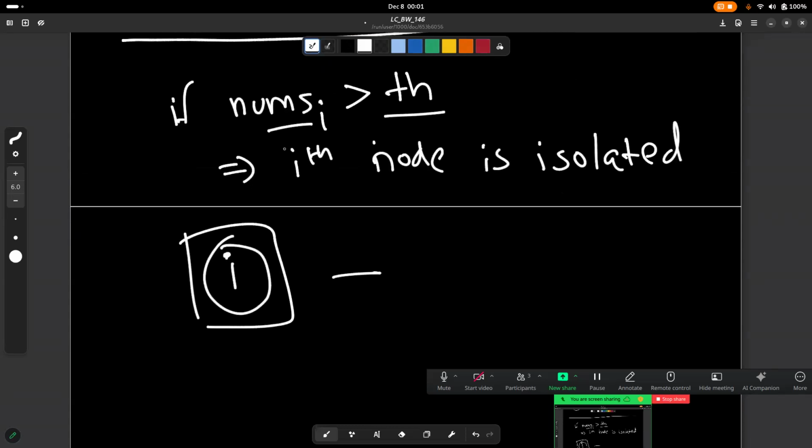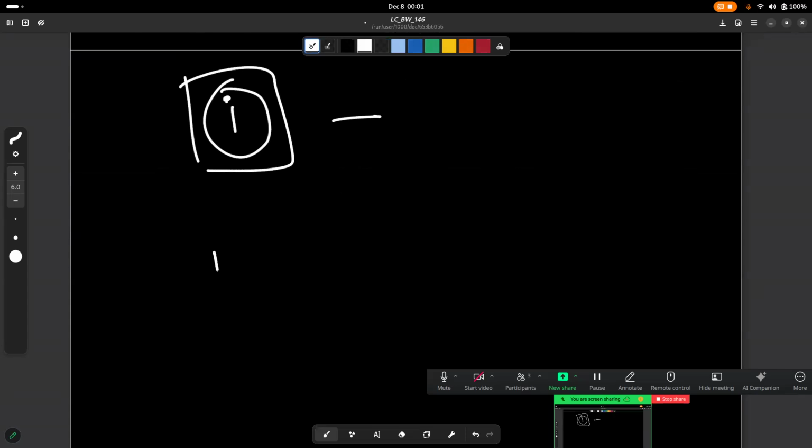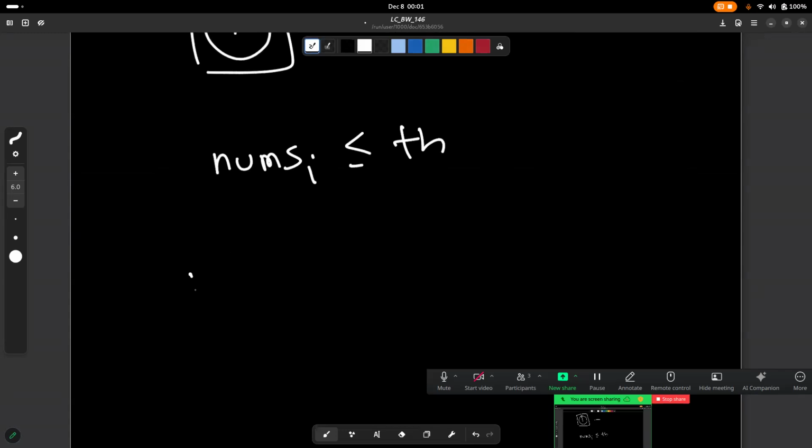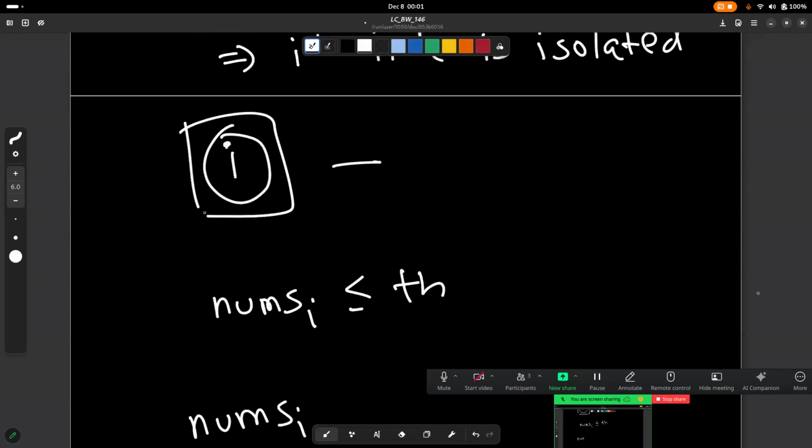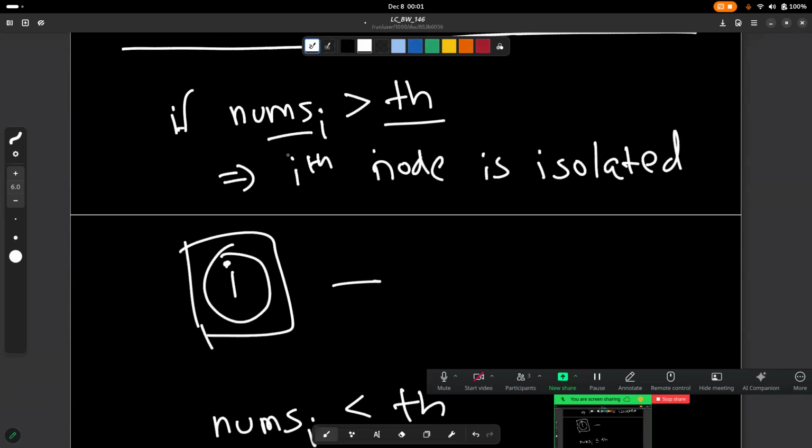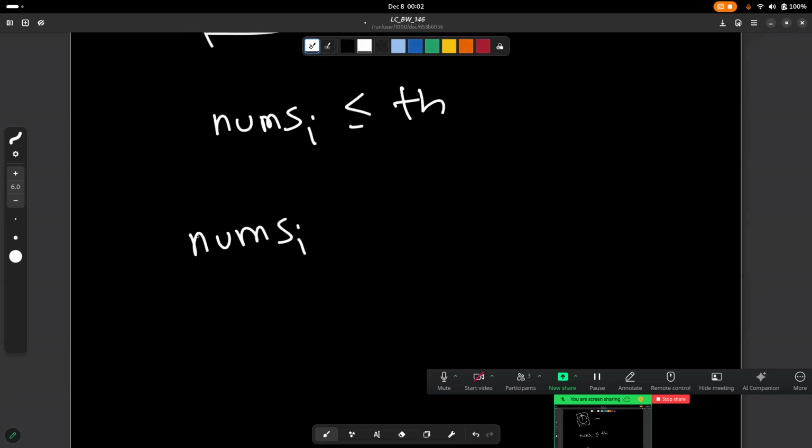Now, what does this allow me to do? Well, this basically allows me to constrain my nums of i to be less than or equal to threshold. I go over all the nums of i. If they're greater than threshold, not greater than or equal to, if they're strictly greater than threshold, then this ith node is going to be isolated. It's going to form an independent component of its own. In that case, I don't need to consider this node i anymore. And finally, I'll only be left with nodes which have values at most equal to threshold.